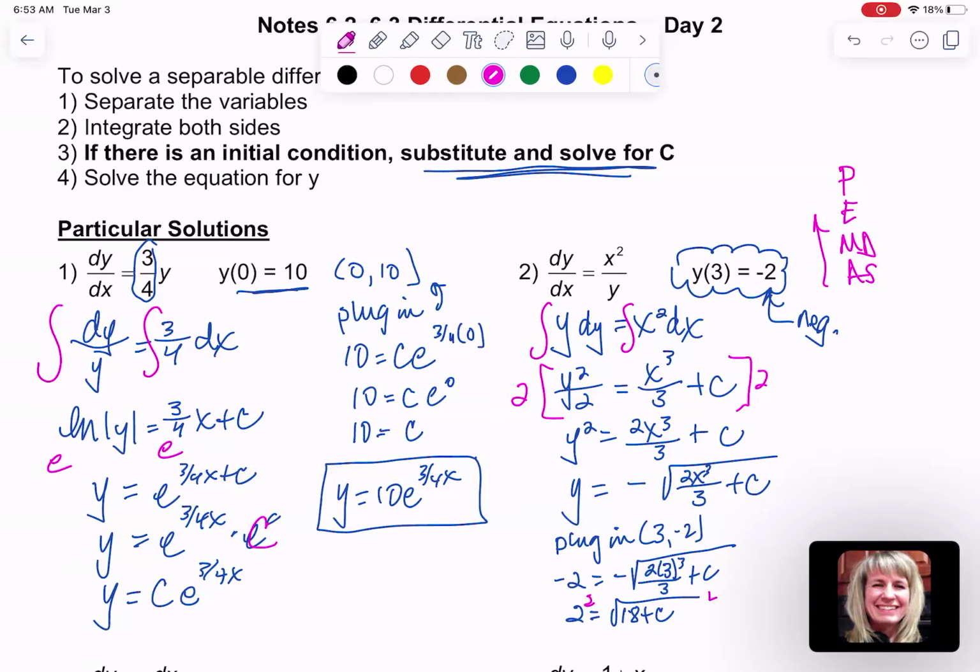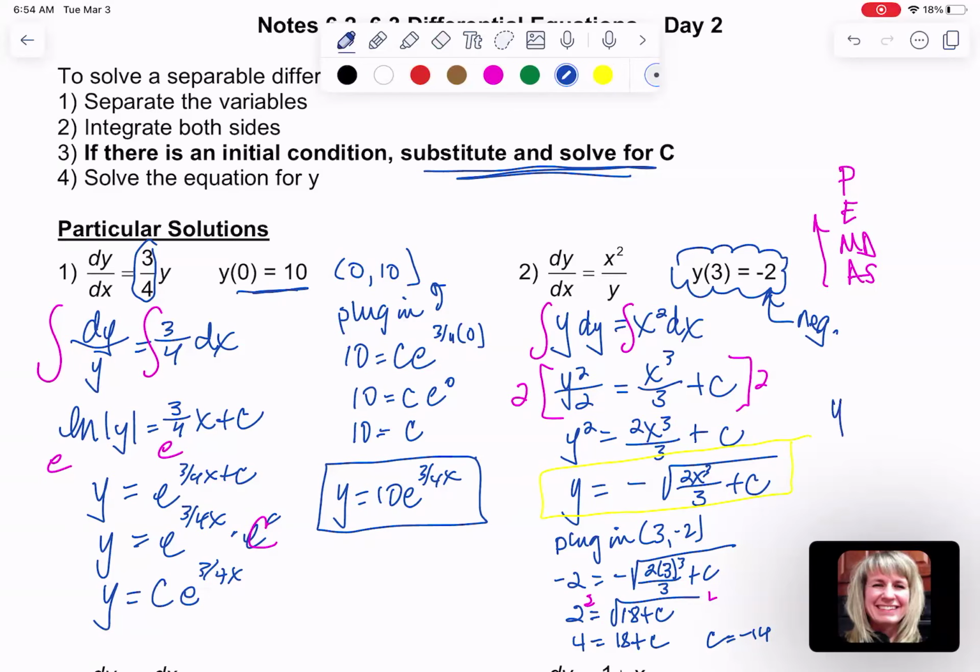That undoes the square root. So you're left with 4 equals 18 plus c. So c equals negative 14. And now you can go back, and you always go back and plug it into the equation that you plugged the ordered pair into. At that point, that's the one you're going to be plugging it into.